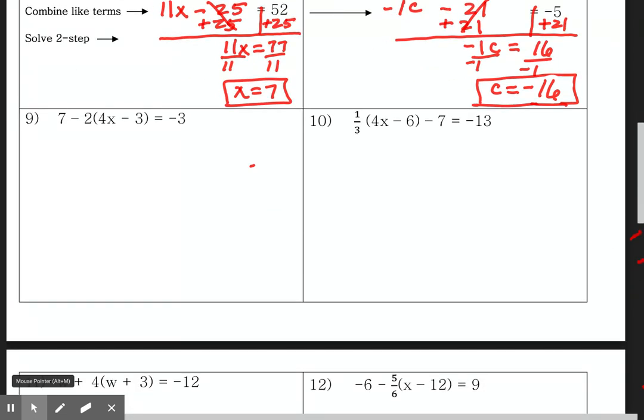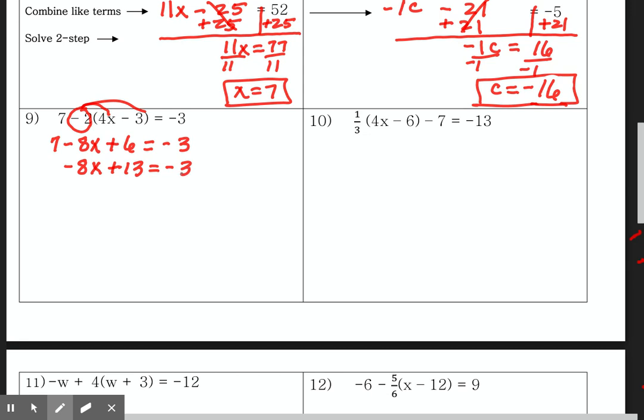There we go. All right, so on problem number 9, we're pretty much just doing the same stuff. We cannot subtract here. We're going to do the order of operations. So our -2 will be our distributive property here. We're going to bring down our 7. -2 times 4x is -8x. -2 times -3 is +6. That equals -3. All right, so our like terms are going to be the 7 and the 6. So we're going to bring down the -8x, and 7 plus 6 is 13.